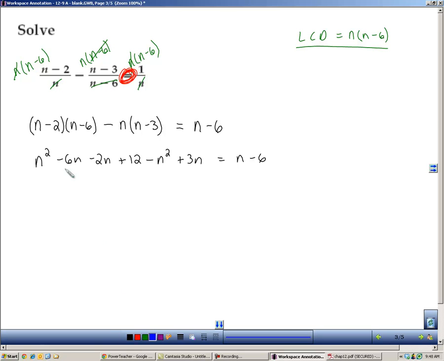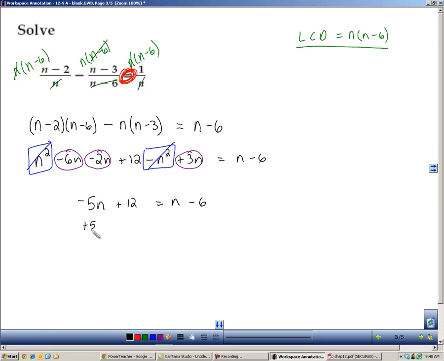Now we'll collect like terms. I have an n squared here minus an n squared on the same side, so they're gone. 1n squared minus n squared is nothing. I have negative 6n, negative 2n, and 3n. So that's negative 8 plus 3, which is negative 5n. Then I have a plus 12, and that equals n minus 6.